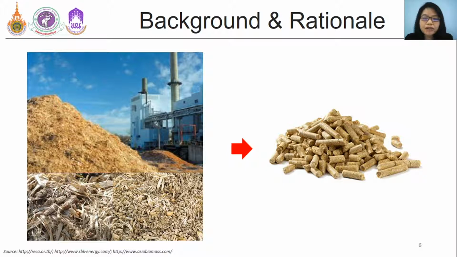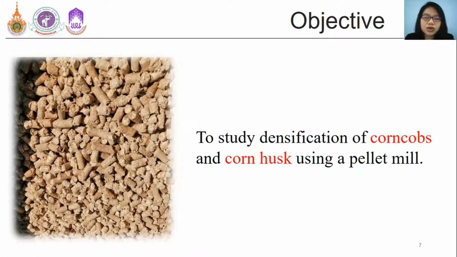However, densification of corn husks or peels, which were normally attached to corn cob, had rarely been studied. Hence, study into conversion of this specific corn waste to high-quality fuel is of interest. So, the objective of this work is to study densification of corn cobs and corn husks using a pellet mill.